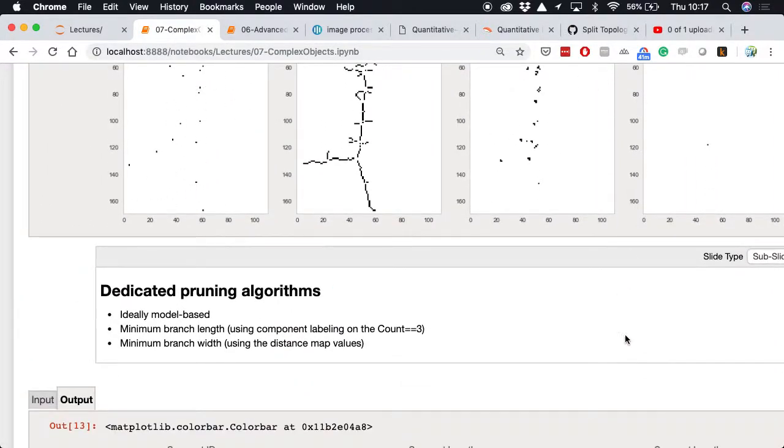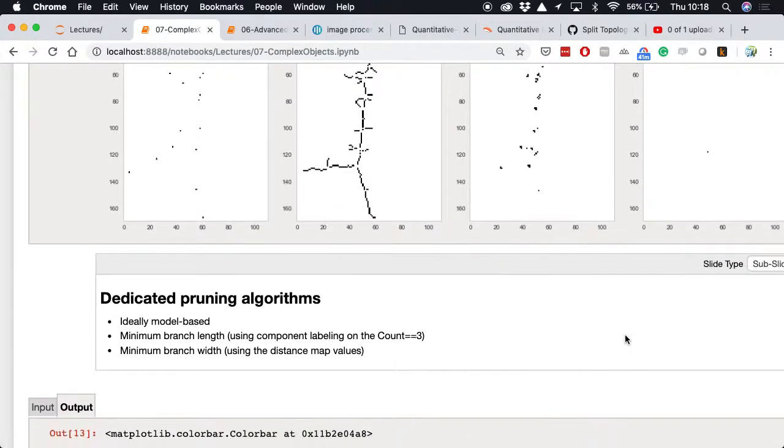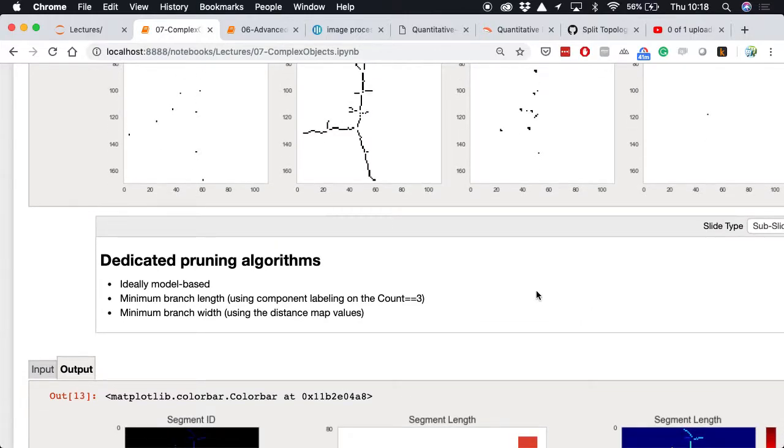And so now what we can do is something that one of the students asked about, this idea of pruning. And so how do we go through this skeleton that we have and prune for the things that we're interested in? Ideally, this is model-based. This is where we know something about the structure that we're looking for, where we can say, you know, the branches we want to have need to have a minimum length. Otherwise, we shouldn't keep them at all.